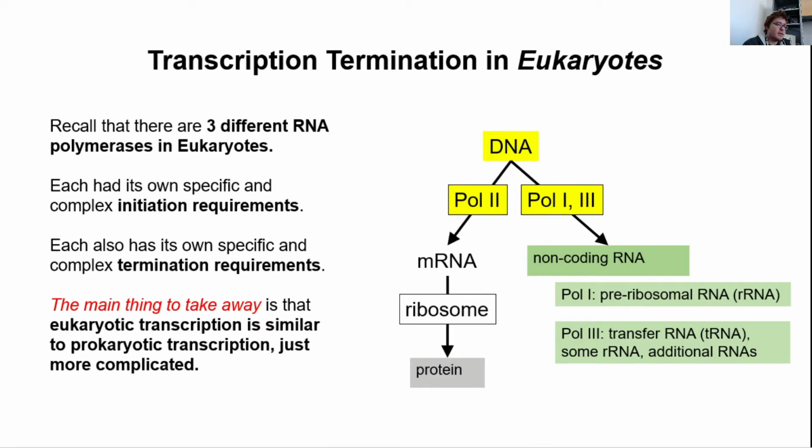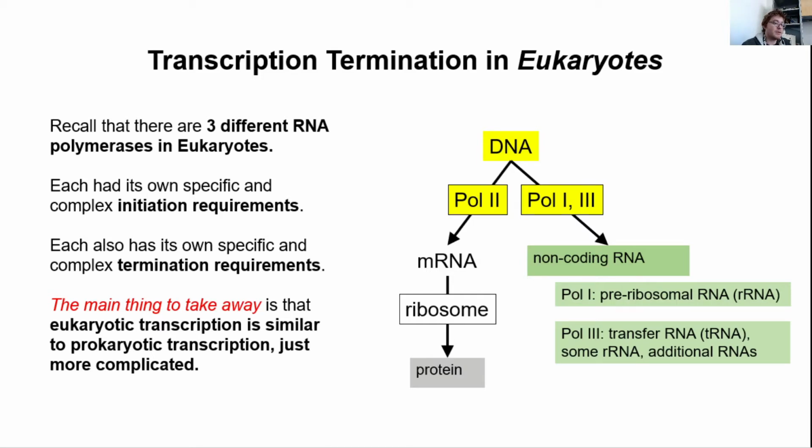Well, as I indicated in the initiation, there are 3 different types of RNA polymerases in eukaryotes, and again, just in the same way that each of them has its own complex initiation requirements that might be distinct for each type of polymerase, so too does each polymerase have its own specific and oftentimes very complex termination requirements. And so I would say the main thing to take away is that eukaryotes are going to have similar mechanisms for saying when to stop compared to prokaryotes. They're just going to be more complicated and more convoluted.